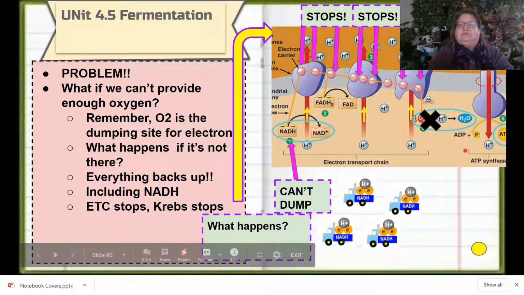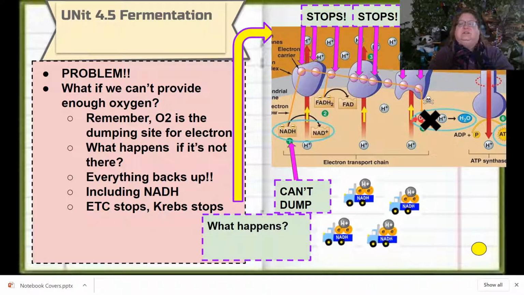So let's take a look at this in detail. Oxygen is our last step in our electron transport chain. It's the dumping ground of that electron. It would go to that oxygen, get converted to water. That's where our water comes from in cell respiration. Now, if that oxygen is not there, then guess what? This guy can't dump its electron off.